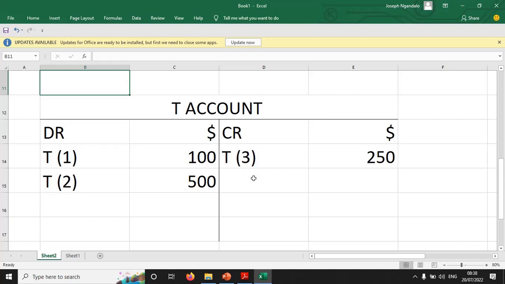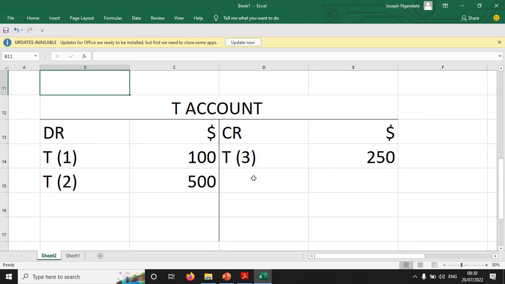Let us begin. What's the first step? Who remembers? Find the sum of both sides of the account. Is that correct? So what is the sum on the debit side? 600, right? On the credit? 250.